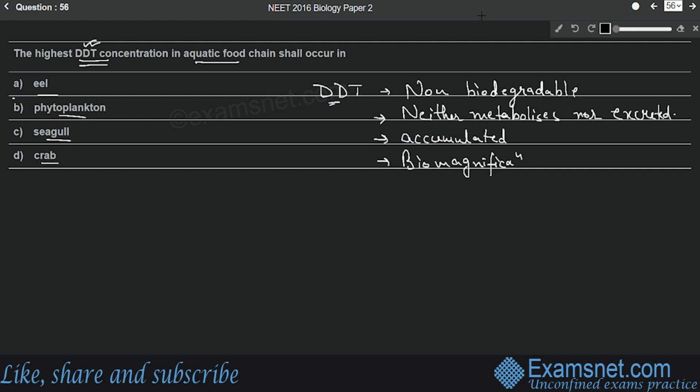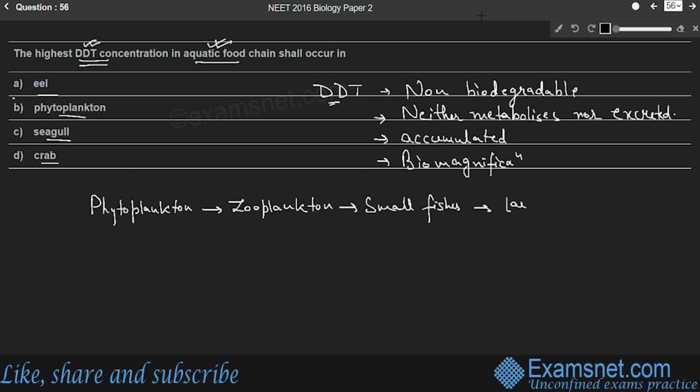And here, if we talk about the aquatic food chain, we know that the transfer takes place in this manner. First, phytoplankton, which is a producer in the aquatic environment. Then phytoplanktons are eaten by zooplanktons. Zooplankton, these are primary consumers. Then small fishes, and then large fishes in general. Now if we arrange the given options in this manner, then the first one will be phytoplankton again.